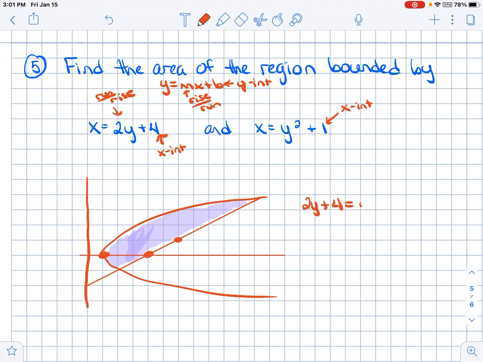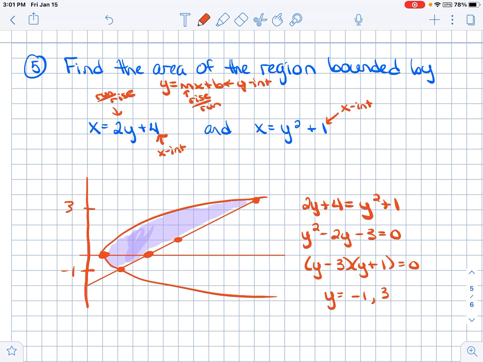2y plus 4 equals y squared plus 1. I can see this as a quadratic, so I'll set it equal to 0. y squared minus 2y minus 3 equals 0. If I factor this, I get y minus 3 and y plus 1. So I can see that the y values where they intersect are -1 and +3. Kind of makes sense. I can see it on my graph, -1 and +3. So I messed up a little bit on the top here, but that's supposed to be at +3.